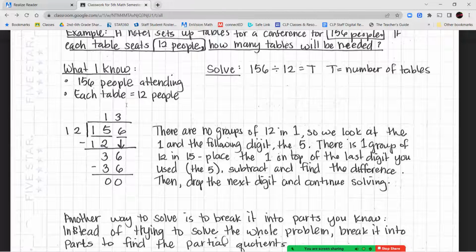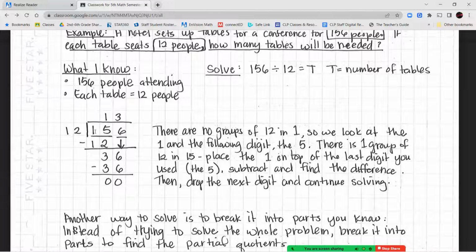Now, what they did was they would have done 12 times 10 gives you 120. So they would have put a 10 over here minus the 120, and then you would have been left with the 36, and then the 3 would have gone above it. Now, this way is a bit shorter.